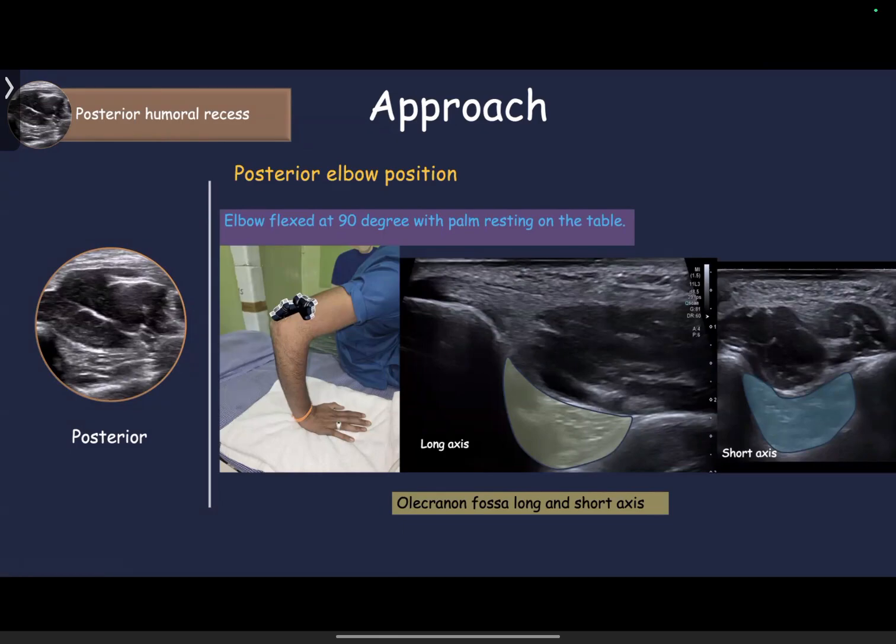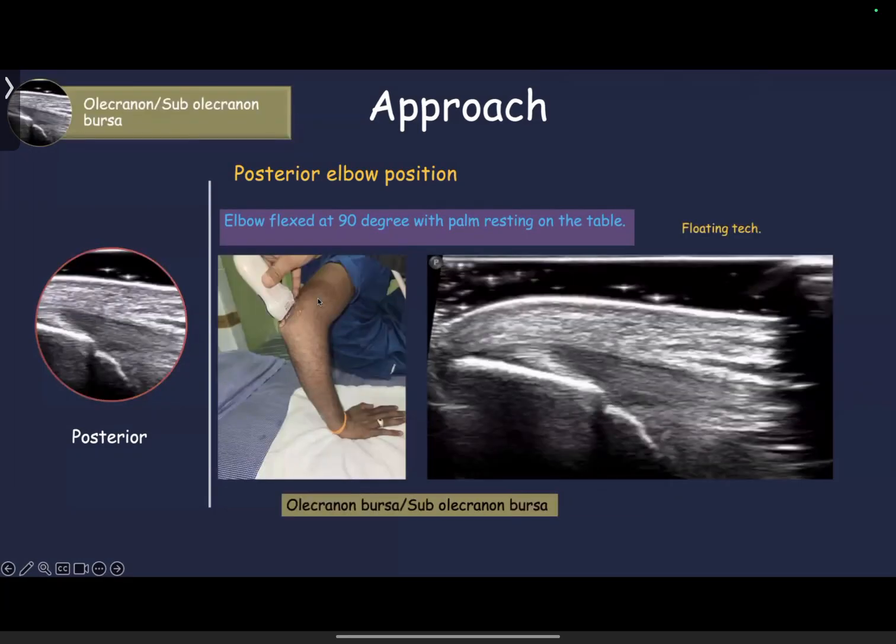Sometimes this is one of the frequent sites where loose bodies fall down, your chondral, your articular cartilage loose bodies, and calcific foci will be found there.